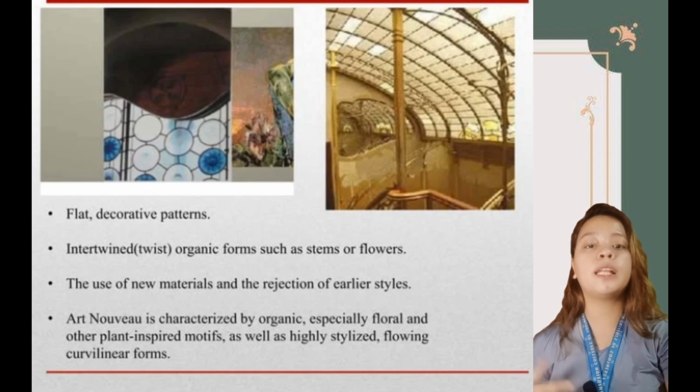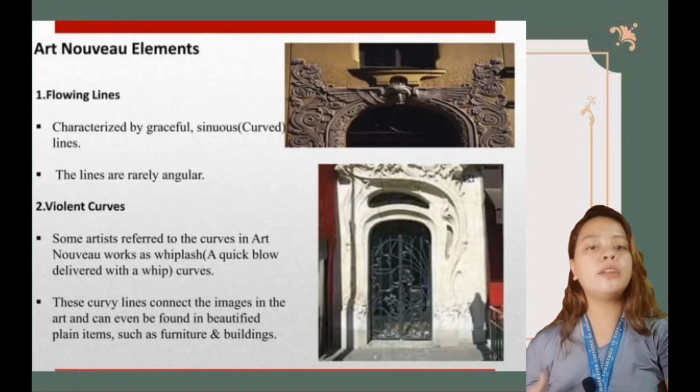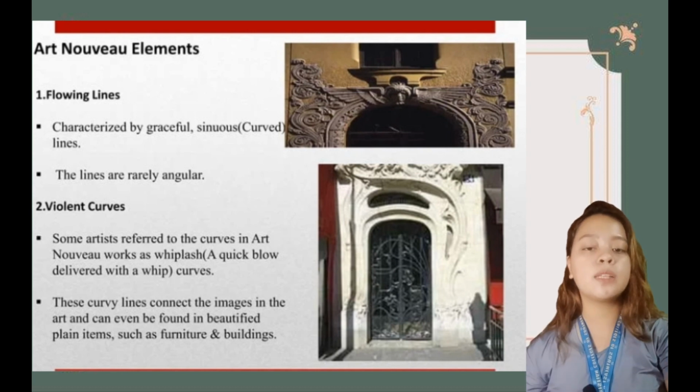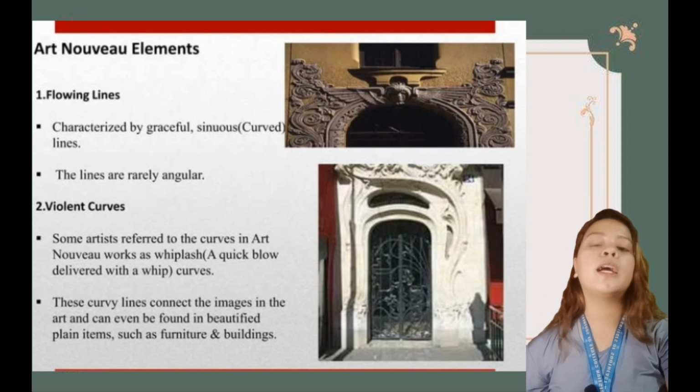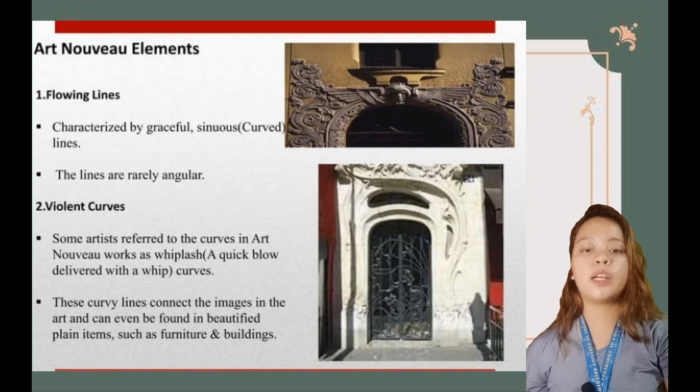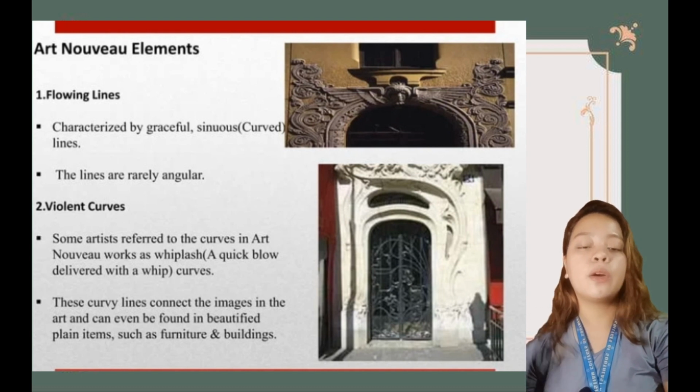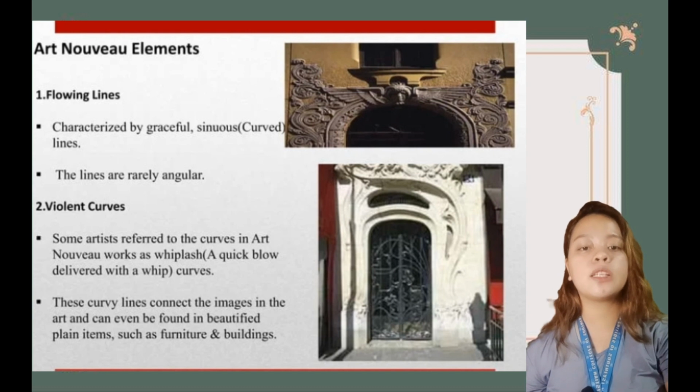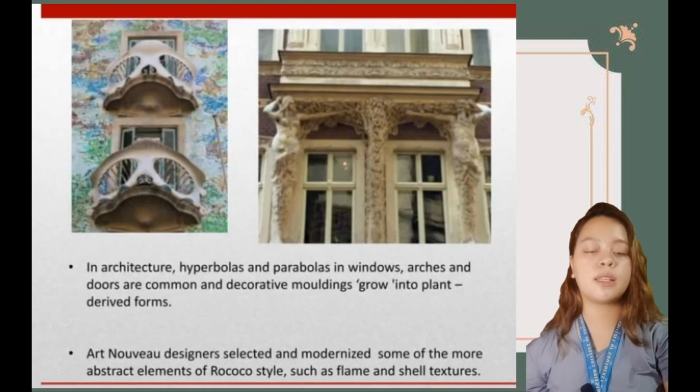So Art Nouveau elements. First is flowing lines, characterized by graceful, sinuous, or curved lines. The lines are rarely angular. Second is violent curves. Some artists refer to the curves in Art Nouveau works as whiplash, or a quick blow delivered with a whip. So these curvy lines connect the images in the art and can even be found in beautified plain items such as furniture and buildings.